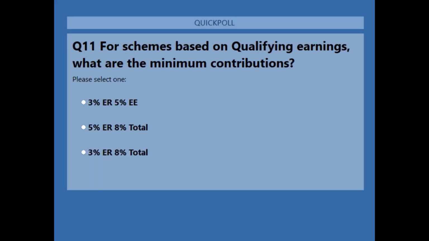So if we launch that one now. So for schemes based on qualifying earnings, what are the minimum contributions? Is it 3% employer, 5% employee, 5% employer, 8% in total, or is it 3% employer or 8% in total? So what are the minimum contributions for schemes based on qualifying earnings? And a reminder, this will be on for a minute for this one before moving on to the final question.